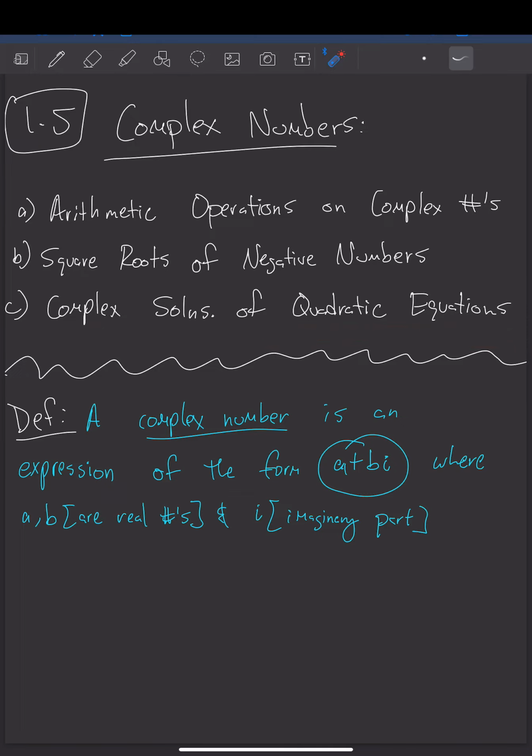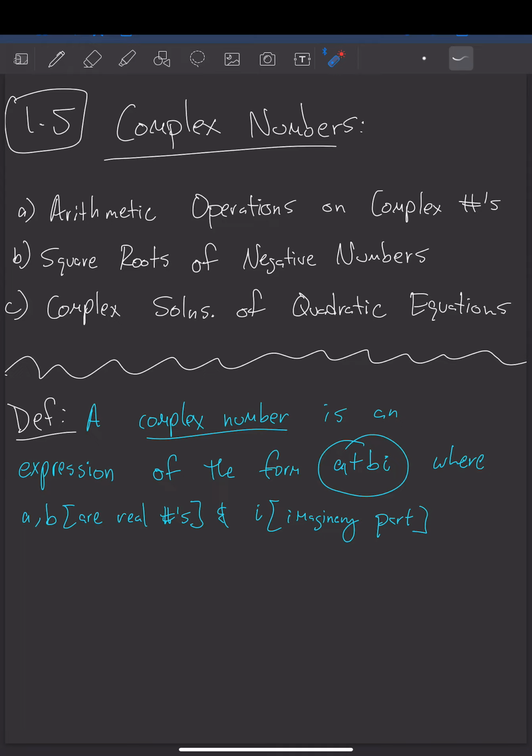So we're going to come up with different techniques in order for us to solve for these type of complex numbers. In the previous section, we were just dealing with regular numbers. Now we're going to be dealing with not negative, but imaginary numbers. Now, the definition of a complex number is an expression of the form a plus bi. That form is really important.